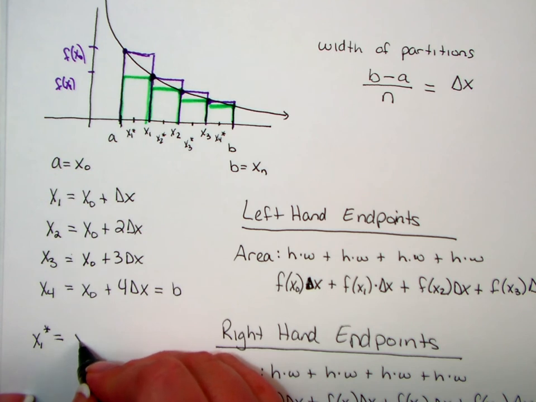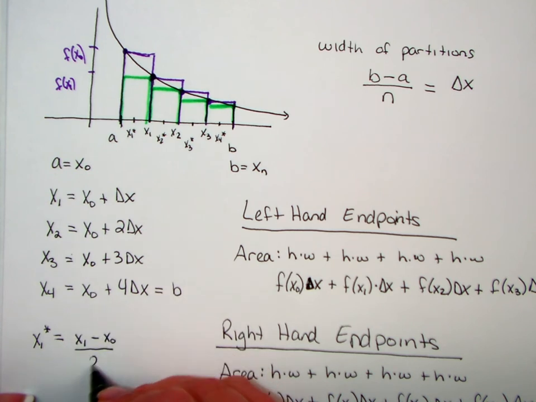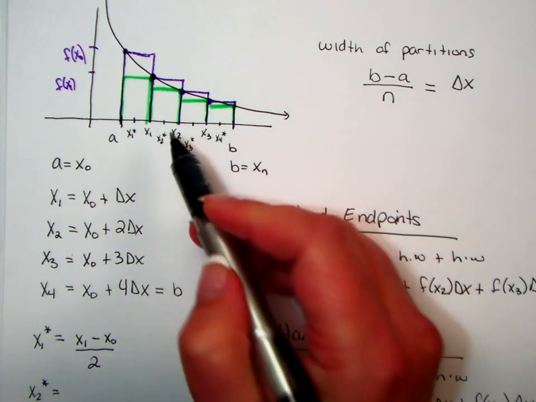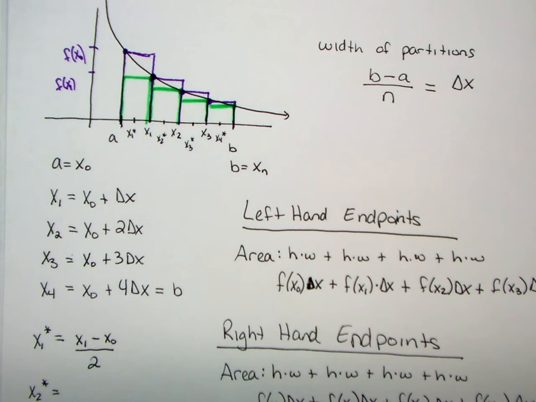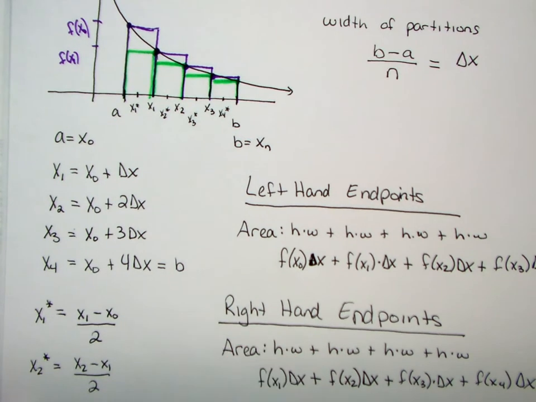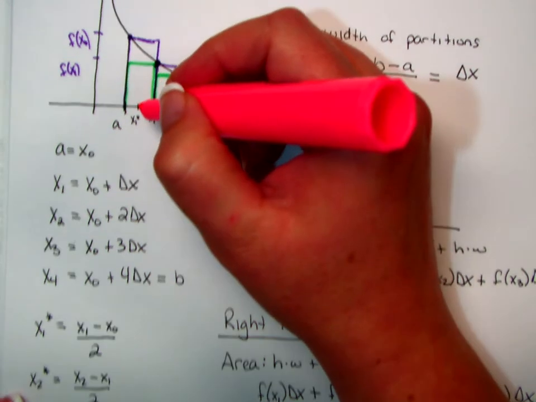So you're going to do x of 1 minus x of 0 and divide it in half, right? So x of 2 star is halfway between x of 2 and x of 1. So we're going to do x of 2 minus x of 1 divided in half, right? And so on and so forth. So the heights of these rectangles are going to be calculated by the heights at these midpoints, right?